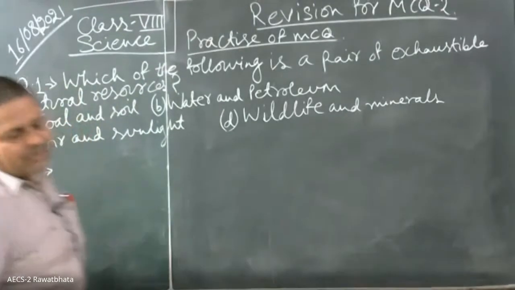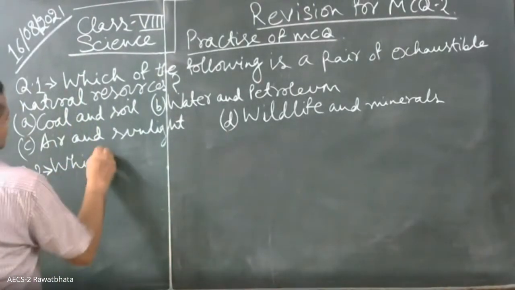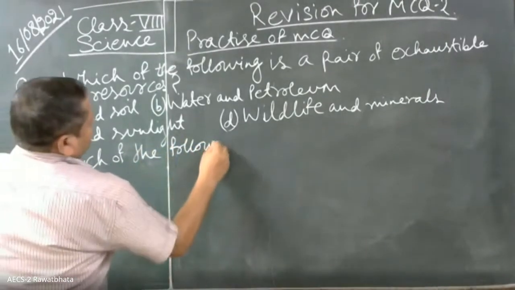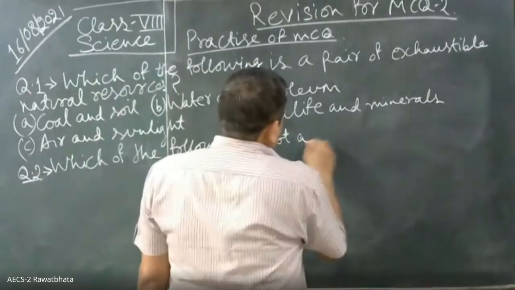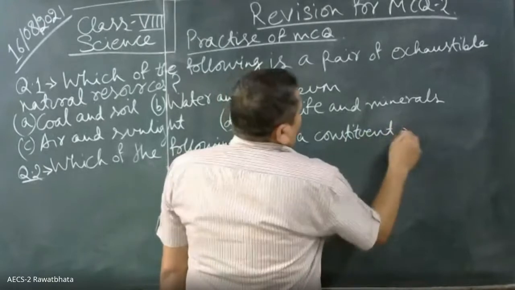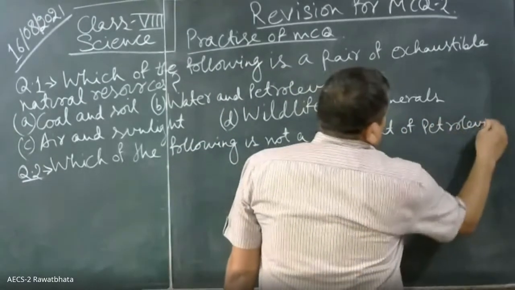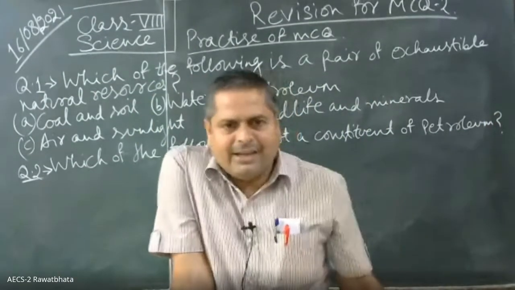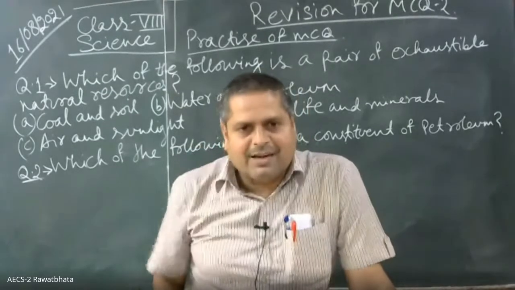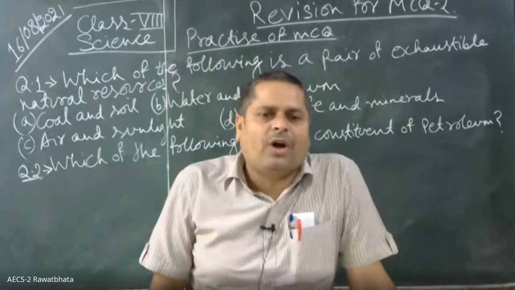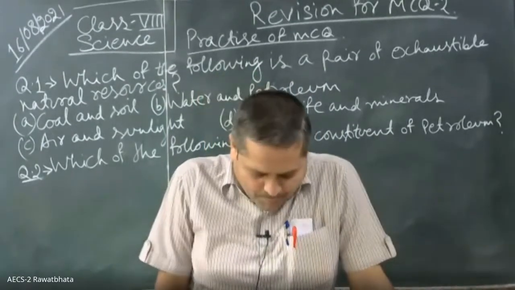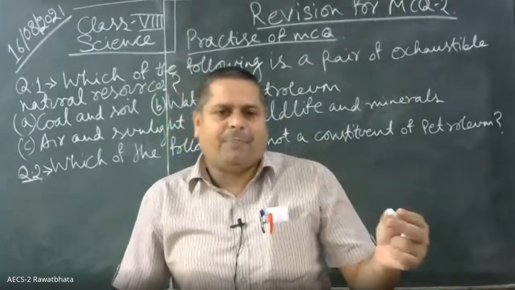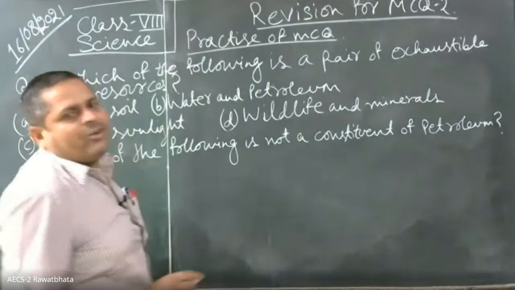Which of the following is not a constituent of petroleum? We all know that petroleum has many constituents which are separated by fractional distillation. It is called petroleum refining. It is done in refineries. We have studied during the chapter, no, children? Yes, sir. So you have to identify the constituent which is not obtained from refining of petroleum.